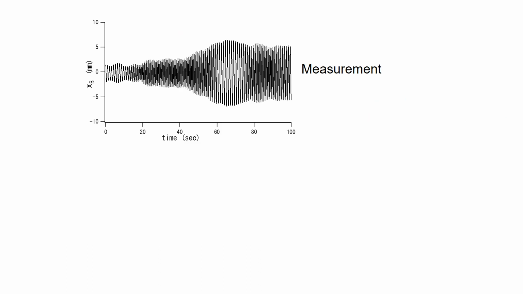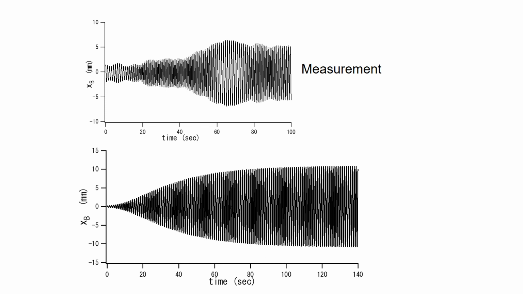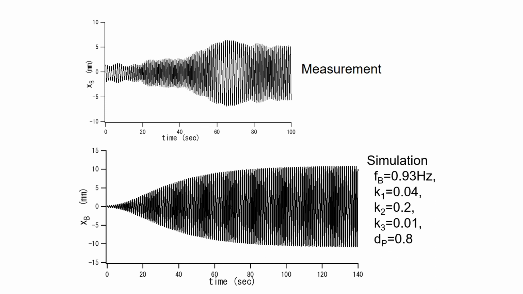This is the measured data of the T-bridge. And this is the simulated result. These values were chosen for this vibration case. dP is the density of pedestrians. The increasing process and the maximum response reasonably agree and validate my proposed equation.